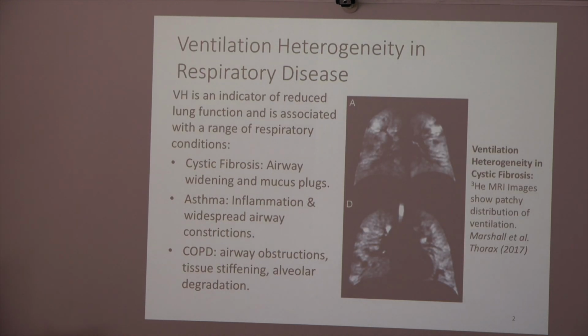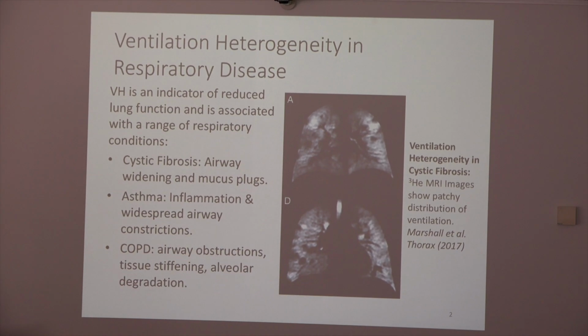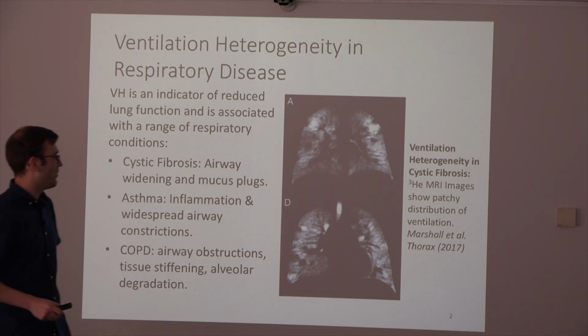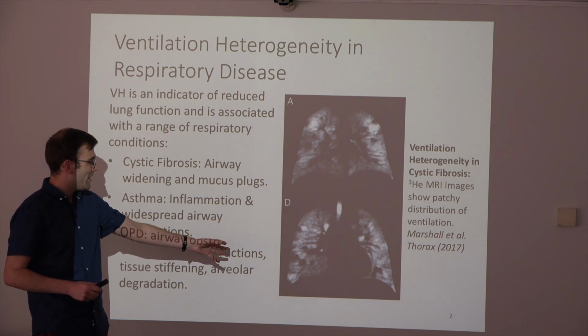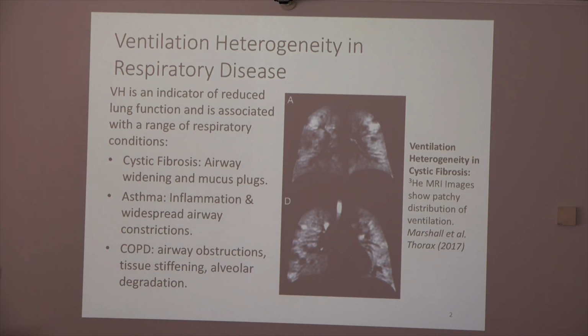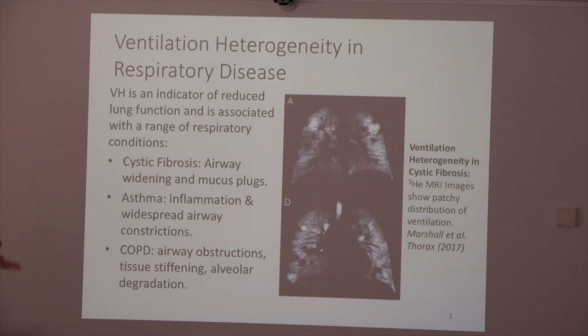Okay, so ventilation heterogeneity, if you're not familiar with the term, is the idea that in various lung conditions, small regions in the lung become underventilated due to various causes. For example, in cystic fibrosis, you get mucus plugging the airways and also inflammation, narrowing the inside of the airways. In asthma as well, inflammation and widespread constrictions. The effect of this is that less gas reaches certain pockets of the lung.